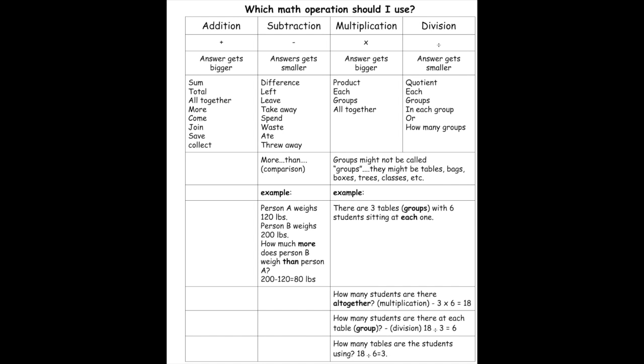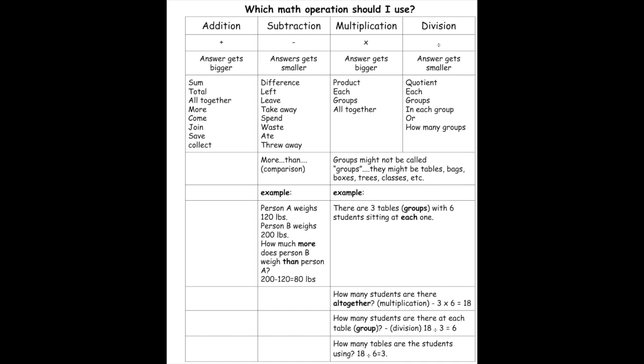If you see the words sum, total, altogether, more, come, join, save, or collect, then this gives you a clue that the answer is going to get bigger, and that's either going to be addition or multiplication. How do you know which one? If it's multiplication, you're going to see the words each or the word groups. If you see the words difference, left, leave, take away, spend, waste, ate, throw away, or other things that make you imagine in your mind things leaving or getting smaller, then you know that it's going to be subtraction. You're going to subtract. Or it could be division.